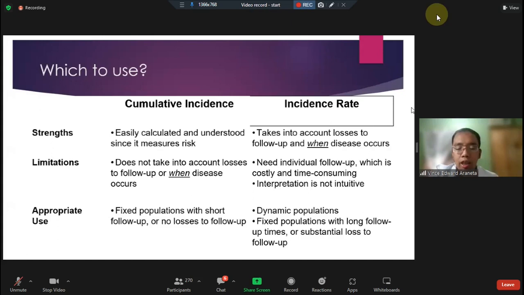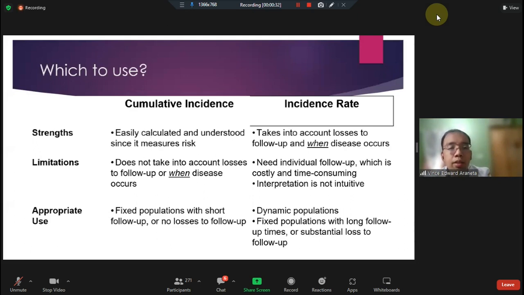If it's purely incidence without the term rate, then you can just use the formula: number of new cases divided by total population. But I usually use incidence density to avoid confusion when I teach my students about these health indicators. When you compare cumulative incidence and incidence rate, there are strengths, limitations, and appropriate uses.